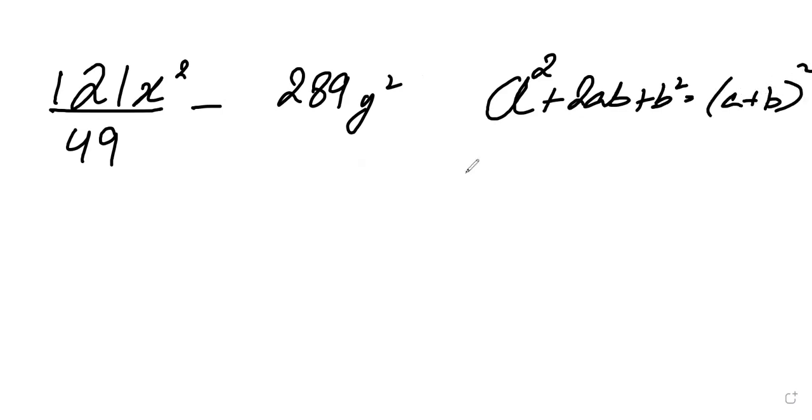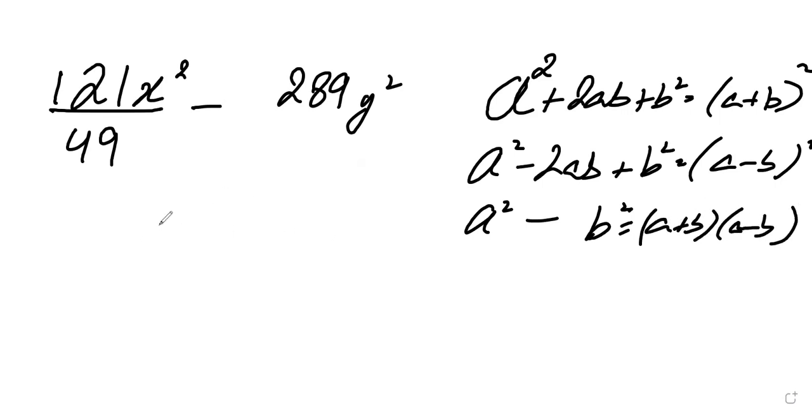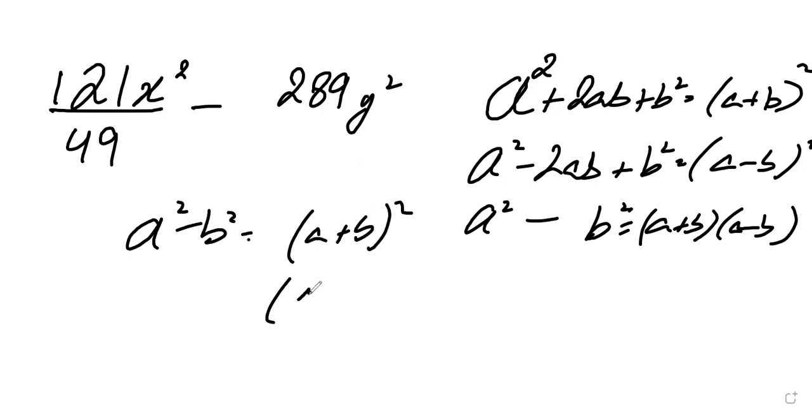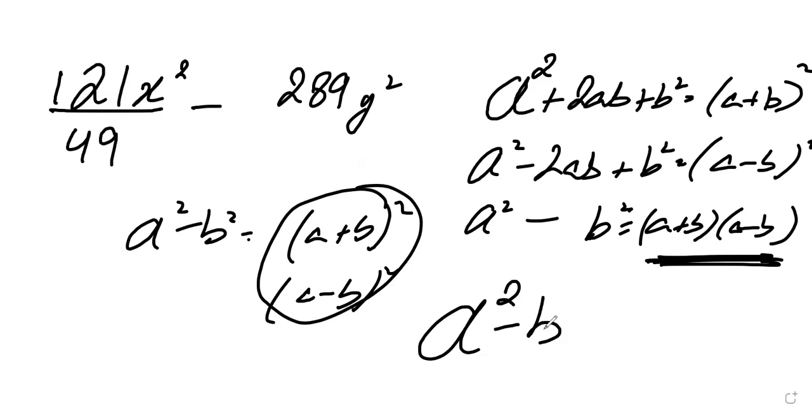The second one, a square minus 2ab plus b square. The result is a minus b whole square. And this is the last one, a square minus b square. The result is bracket a plus b, a minus b. Many people ask me, sir, whenever we have this case, can we write this, sir? No. Why? This is called the difference of two squares. Its result is always the product of the sum and difference of the two terms.